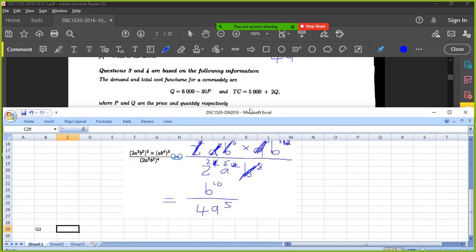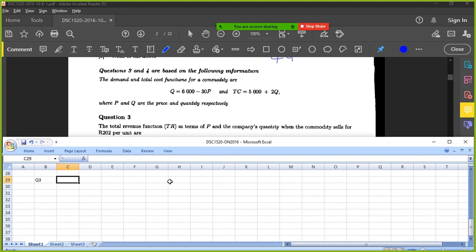So if I go to the working, step number 1 would be to remember that total revenue is price times quantity. Then you've got to relate what they want here in the question. So the total revenue function in terms of P and the company's quantity when the commodity sells for that price. Okay, so they want you to give the total revenue function. So if you look at what they've given you, P and Q are the price and quantity. So you have P is P, and then Q is 6,000 minus 30P. Is that all right? Yep.